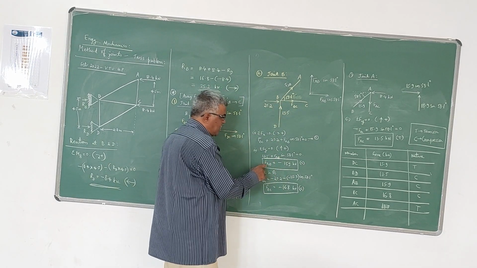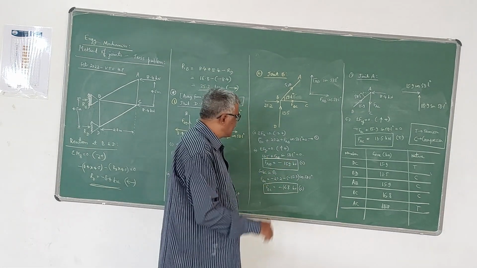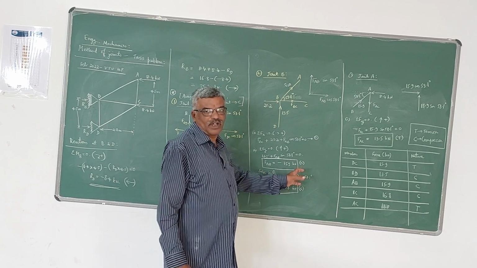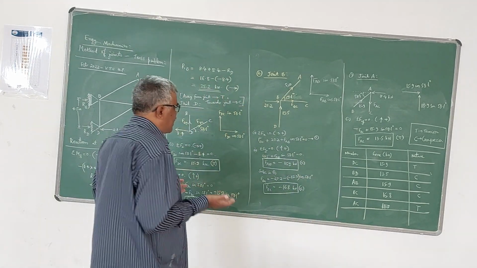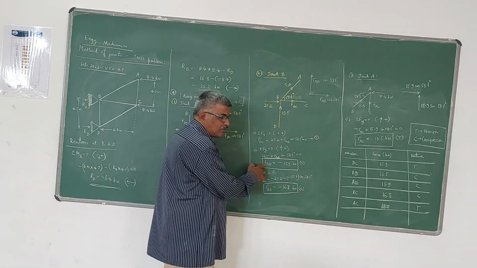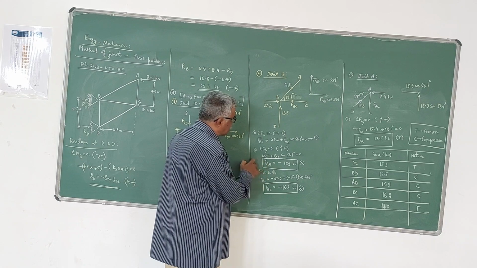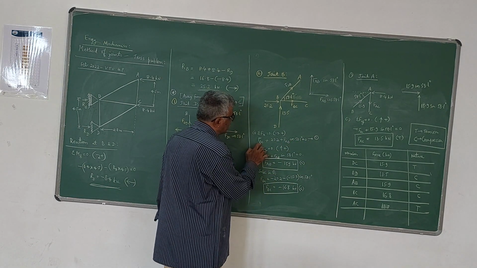Now if you simplify this, you get FAB as minus 15.9 kilonewton, minus indicates that it is compression force. We have assumed tension but we got negative value, therefore the force in the member AB is compression force. Now since you know the value of FAB, that FAB value is substituted in equation 1. In this equation, substituting in 1, you will get the value of FBC.